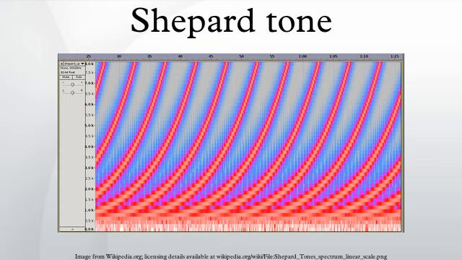Jean-Claude Risset subsequently created a version of the scale where the tones glide continuously, and it is appropriately called the continuous Risset scale or Shepard-Risset glissando. When done correctly, the tone appears to rise continuously in pitch, yet return to its starting note. Risset has also created a similar effect with rhythm in which tempo seems to increase or decrease endlessly.